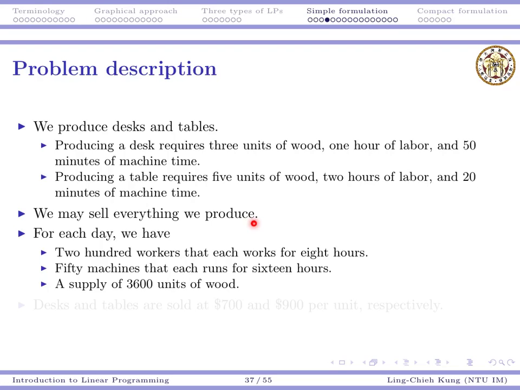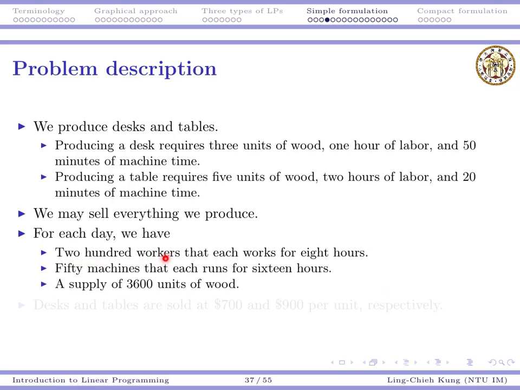Suppose that we can sell everything we produce, so that's not a big deal. All we want is to find the best way to mix our products. For each day, we have a limited supply of resources. We have 200 workers, each of them works for 8 hours. We have 50 machines that each runs for 16 hours. And we have a supply of 3,600 units of wood.